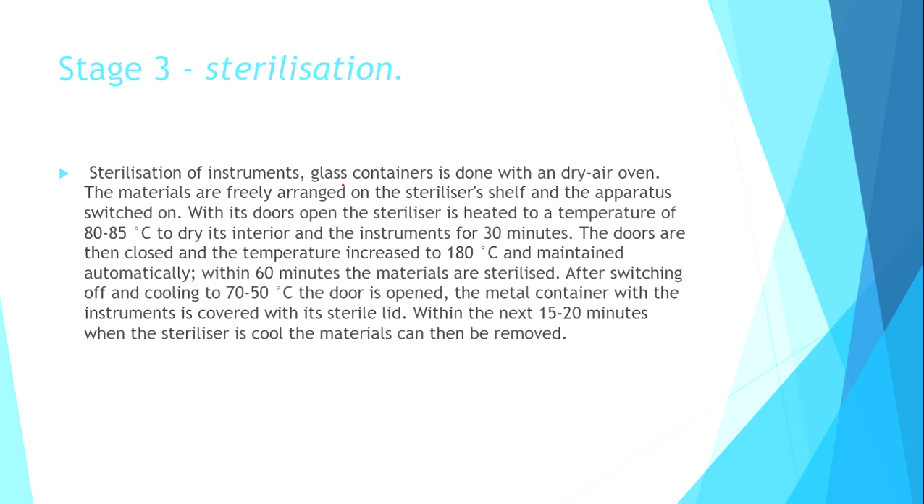Stage 3. Sterilization. Sterilization of instruments and glass containers is done within a dry air oven. The materials are freely arranged on the sterilizer shelf and the apparatus switched on. With its doors open, the sterilizer is heated to a temperature of 80-85 degrees Celsius to dry its interior and the instruments for 30 minutes.